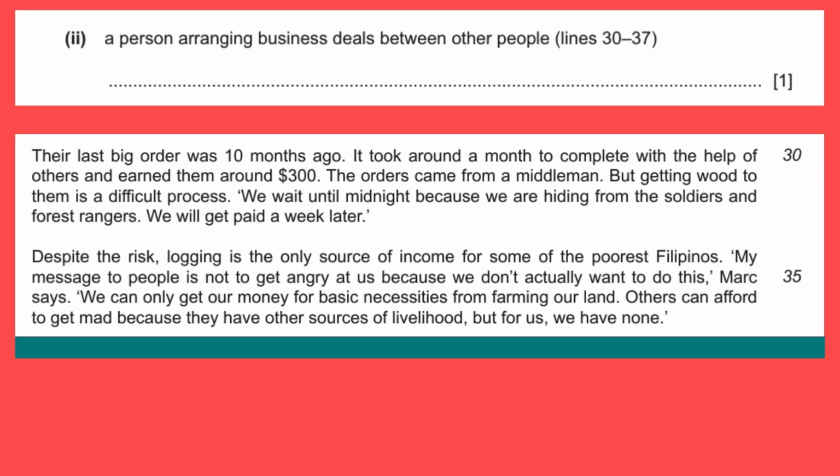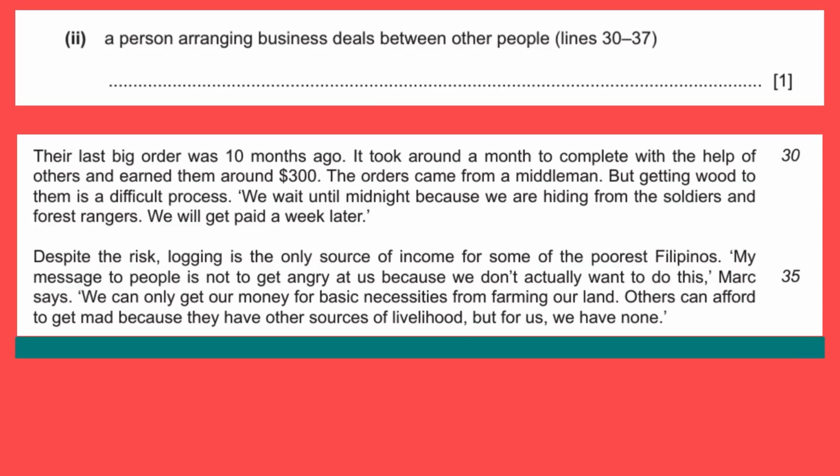So what could be the answer here now? The person arranging business deals between other people. So the answer is line number two, middleman. That's it. But if you write the orders came from a middleman, it's your mistake because they're asking for only the exact word. That's it.